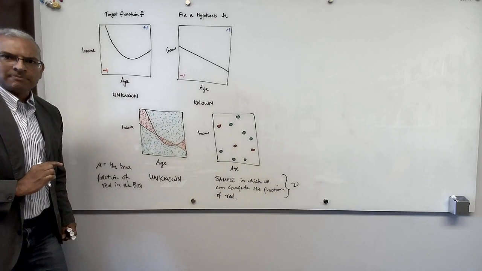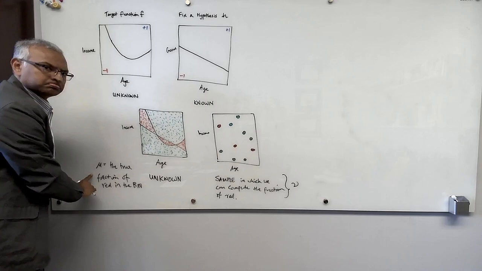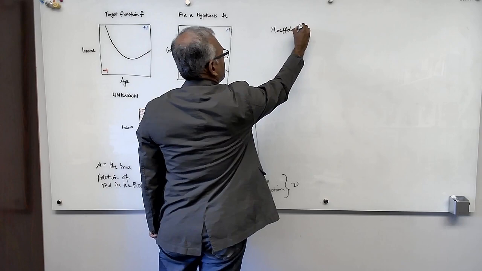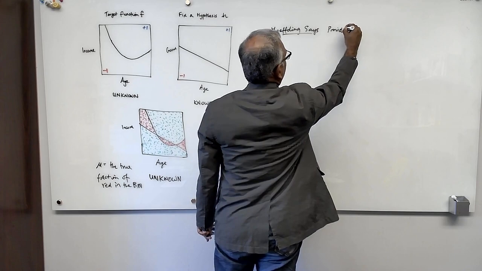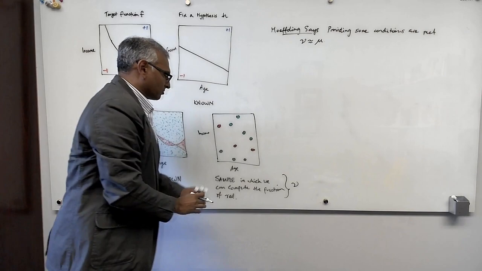And Hoeffding says that, providing that some conditions are met, you can reach from nu to mu. So providing some conditions are met, Hoeffding says nu is approximately equal to mu. You can reach from the sample nu to the bin mu.